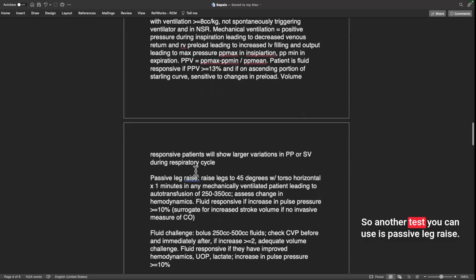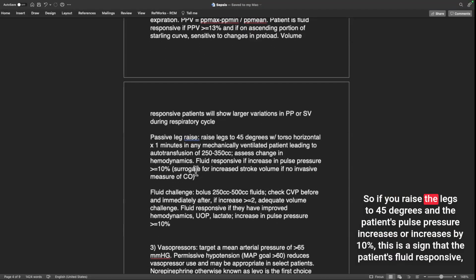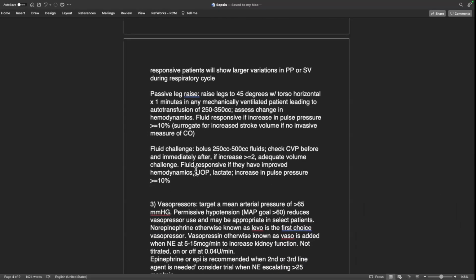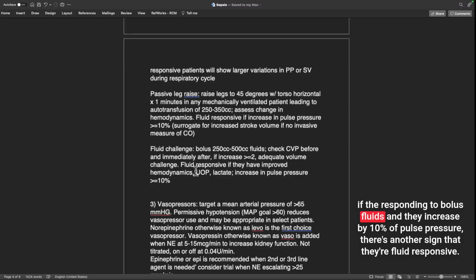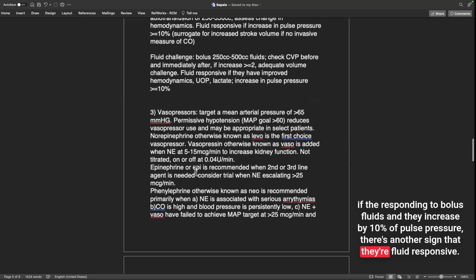Another test you can use is passive leg raise. If you raise the legs to 45 degrees and the patient's pulse pressure increases by 10%, this is a sign that the patient is fluid responsive. If they're responding to bolus fluids and their pulse pressure increases by 10%, that's another sign that they're fluid responsive.